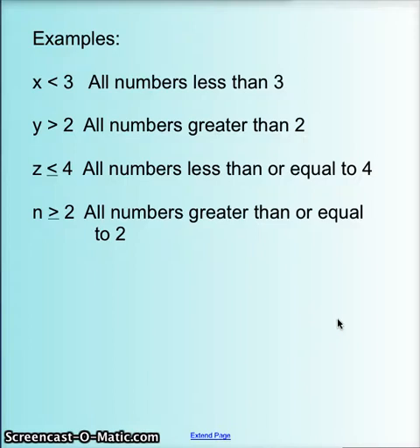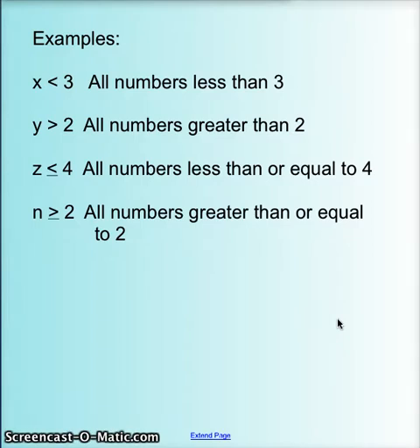X is less than 3. Any number would work for x that would be less than 3. So 2, 1, negative 1, etc. Y is greater than 2. So all numbers would work for y that are larger than 2.